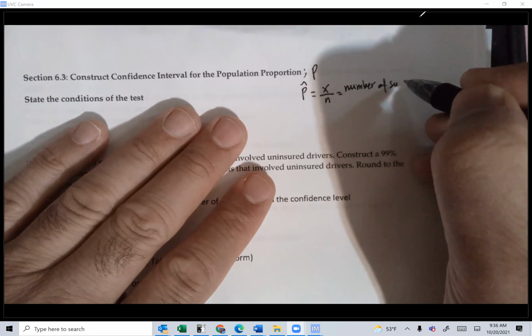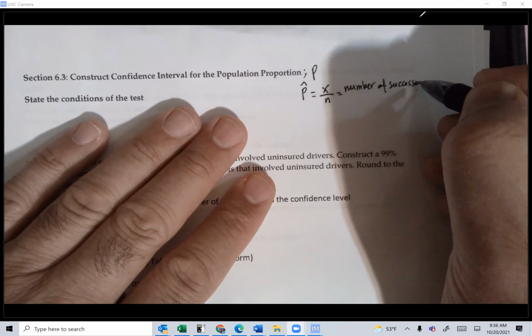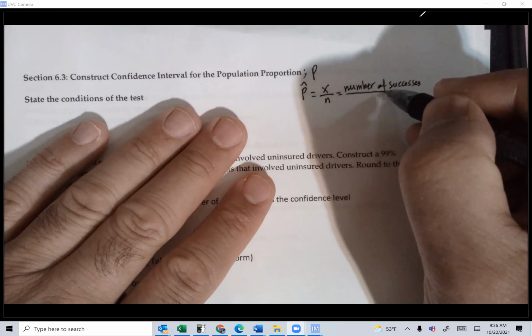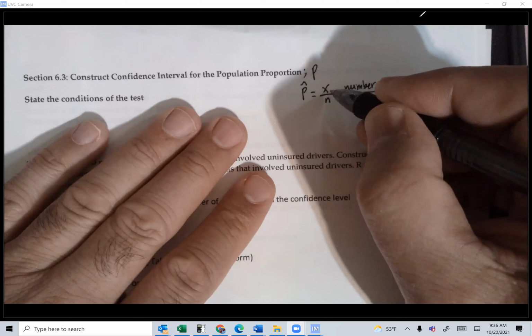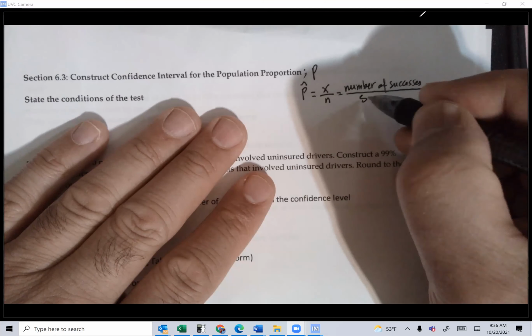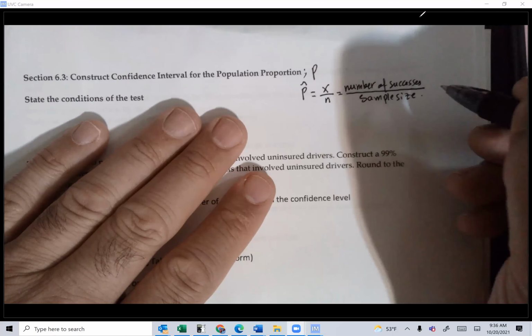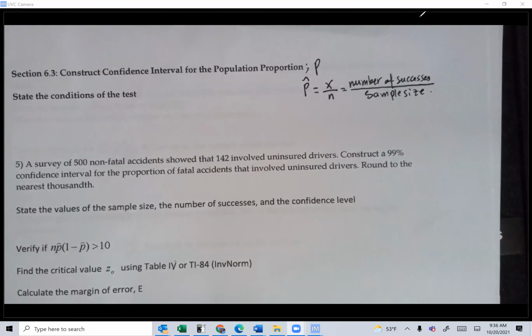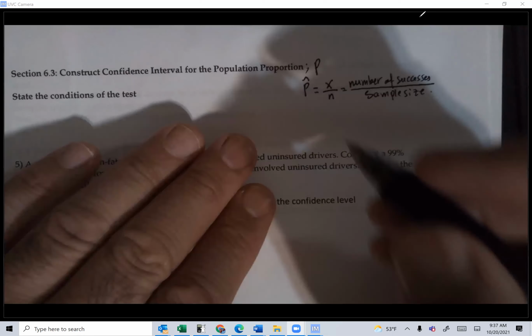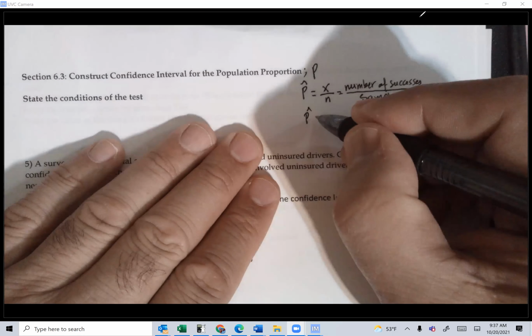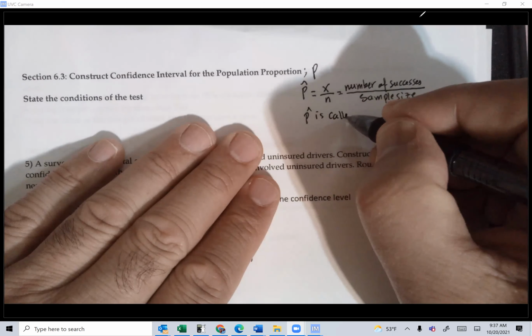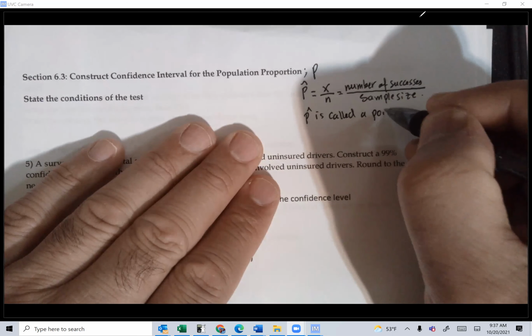Just like when I ask you, how many of you eat breakfast? 5 said we eat breakfast. This is called the number of successes. And N is the sample size, which is 17 students. So P hat is X over N, and P hat is called a point estimate of P.